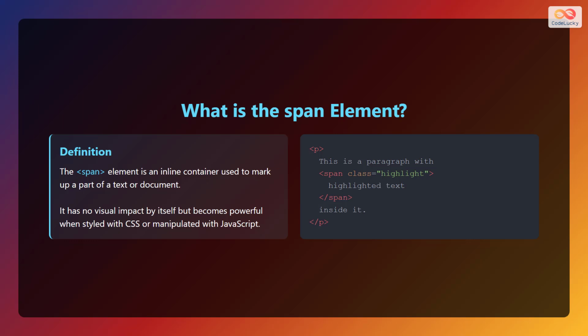Let's look at an example. In this example, we have a paragraph element, that is the opening and closing p tag. Inside the paragraph, there is the opening and closing span tag. The class attribute is set to highlight. So highlighted text is enclosed inside the span tag.